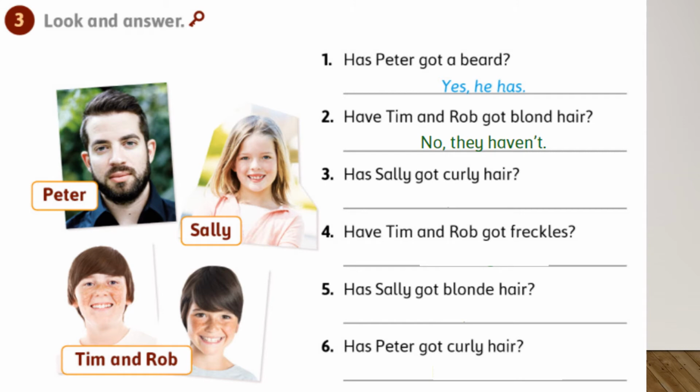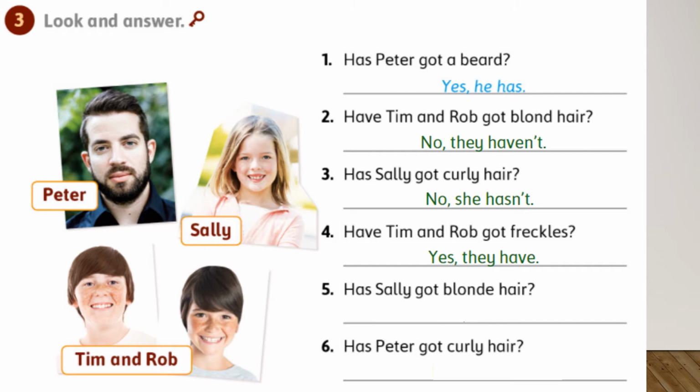And what about Sally? Has Sally got curly hair? Is her hair curly? No, she hasn't. Her hair is straight. Very good. What about Tim and Rob again? Have Tim and Rob got freckles? Can you see freckles on their faces? Actually, I can see. So, they have. Yes, they have freckles on their faces. Perfect.